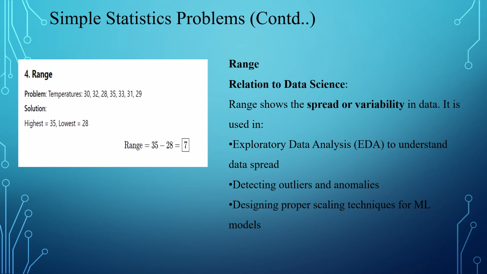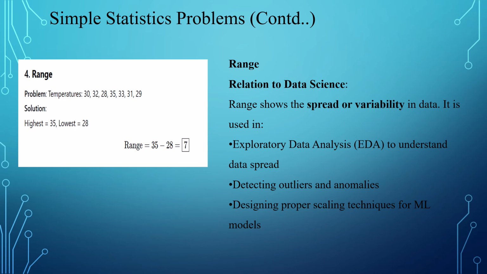The fourth simple statistics problem is that here we are taking temperature values. Range means we take the lowest value and the highest value. You have to calculate the range of the given numbers as highest value minus lowest value. Here 35 is the highest and the lowest is 28. So you take the difference of these two numbers. 35 minus 28 is 7. So 7 is the range of these given numbers.